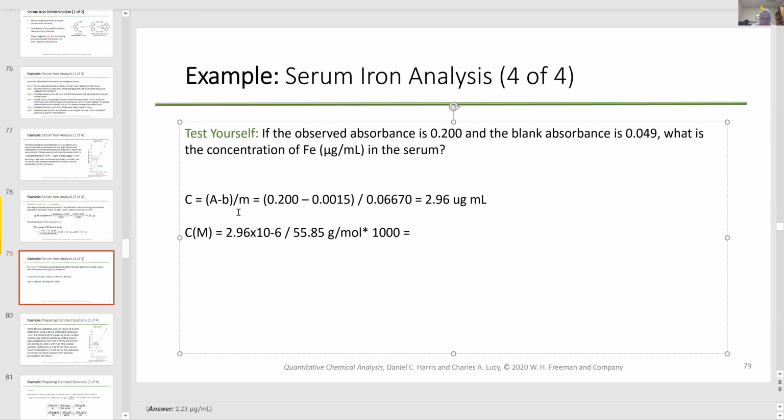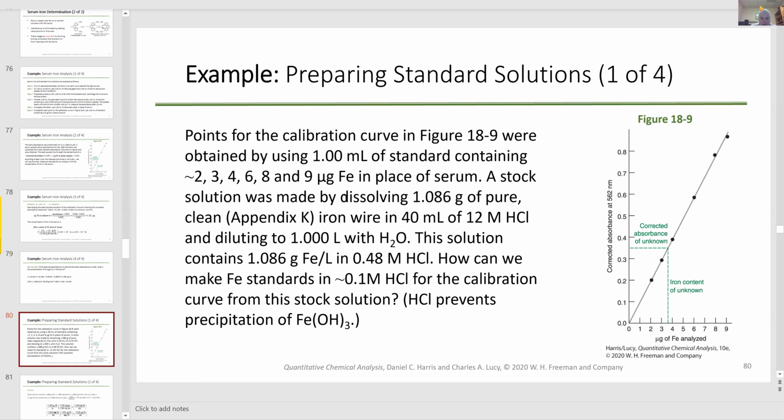This is 5.30 times 10 to the minus 5 molar. Okay.